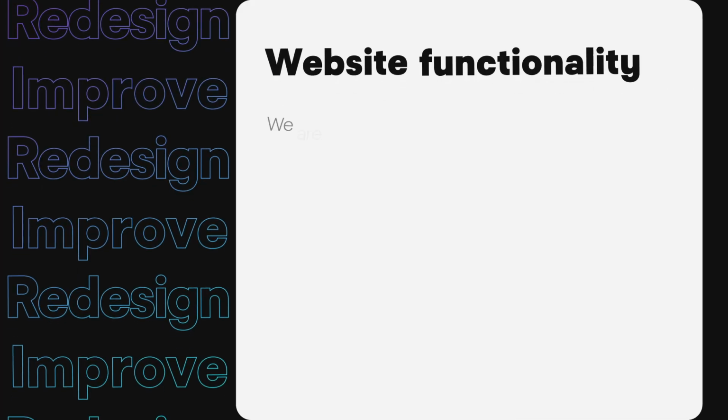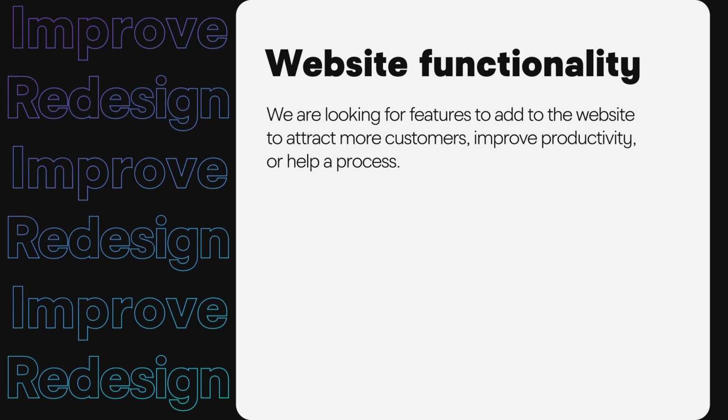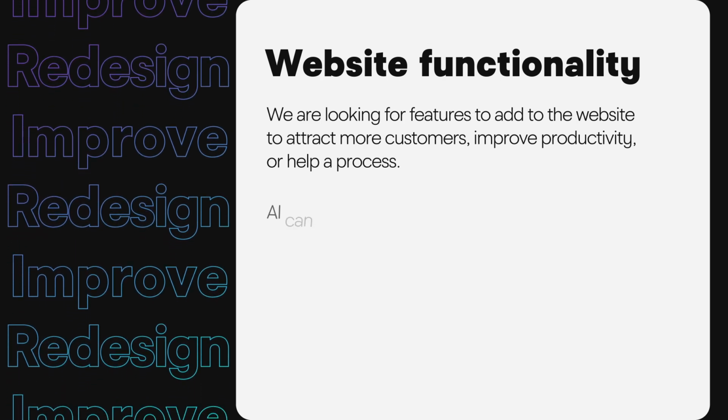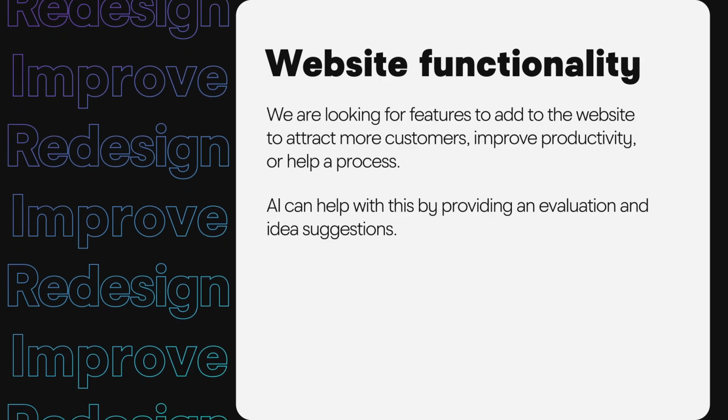Now, when reviewing functionality, we're looking for features to add to the website to attract more customers, improve productivity, or help a process. Here again, we can lean on AI for evaluation and idea suggestions. Come on, AI. Begin by reviewing your competitors' websites. Find a competitor you feel has a great handle on their website design functionality and one you would like to compare for inspiration.